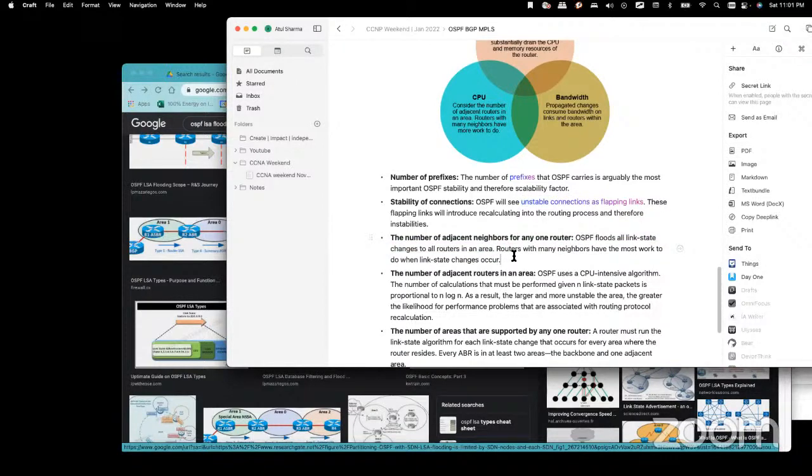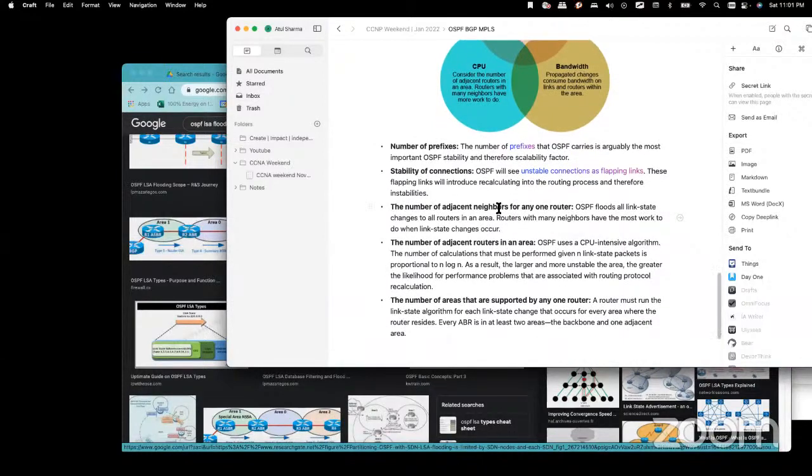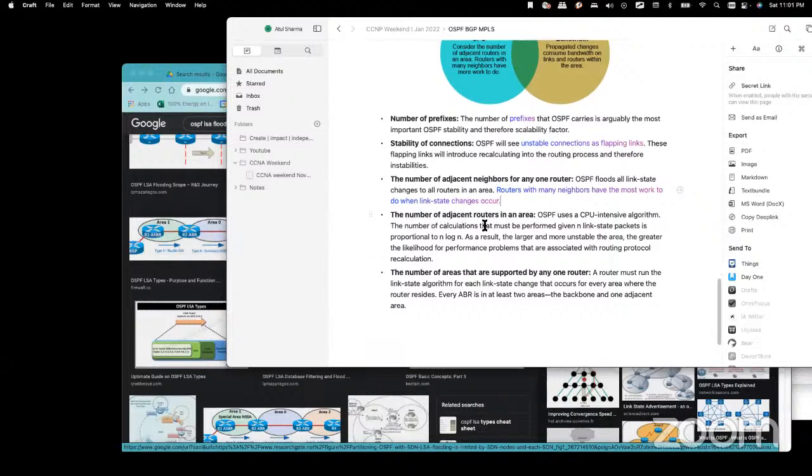Routers with many neighbors have the most work to do. So you should not design a topology where you connect maybe 40 routers to one router, because whenever I send an LSA update, I am going to flood my information to my neighbors. So the routers with more neighbors will have to do a lot of work. And then the number of adjacent routers in an area. What is adjacent? There is a difference between adjacent and neighbor that I will cover later on.